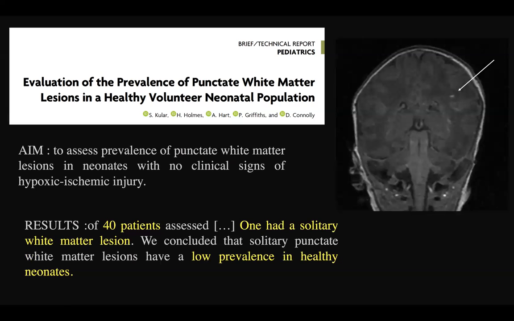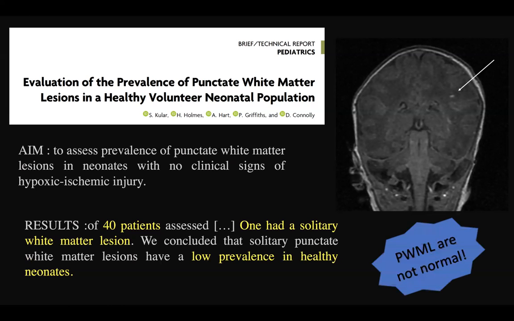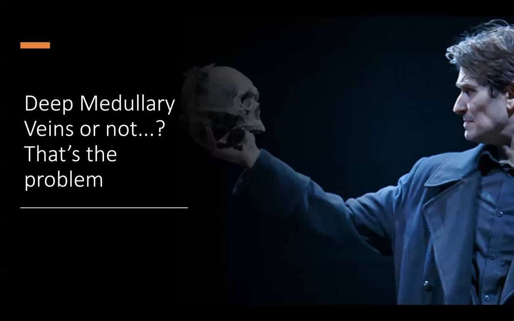So basically, if you see punctate white matter lesions, especially if there are multiple, these are not normal. Okay, so that's the first point that you need to keep in mind. You see punctate white matter lesions, these are most likely pathological. It's very rare to have a punctate white matter lesion in a completely normal child, and the only case they found was just one isolated, non-specific. So punctate white matter lesions are not normal, first point.